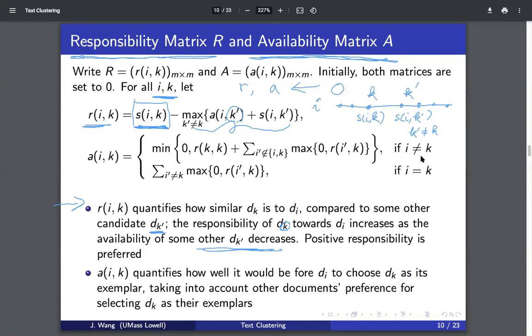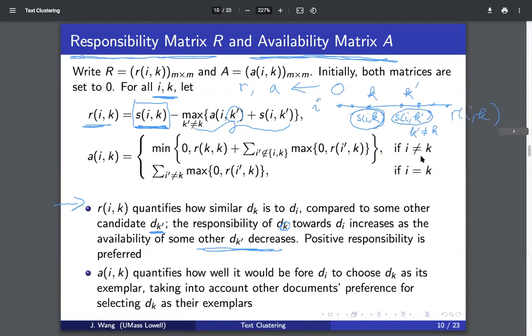Now at the beginning, availability is zero, which means that at the first iteration we just look at whichever is bigger. Then we update this value by making S_IK minus this maximum value. It could become positive if the absolute value of S_IK prime is smaller than the absolute value of S_IK. Remember, at the beginning they're all negative. So that's how we can switch over the responsibility, because that becomes positive. We update this value and put this new thing into R_IK.